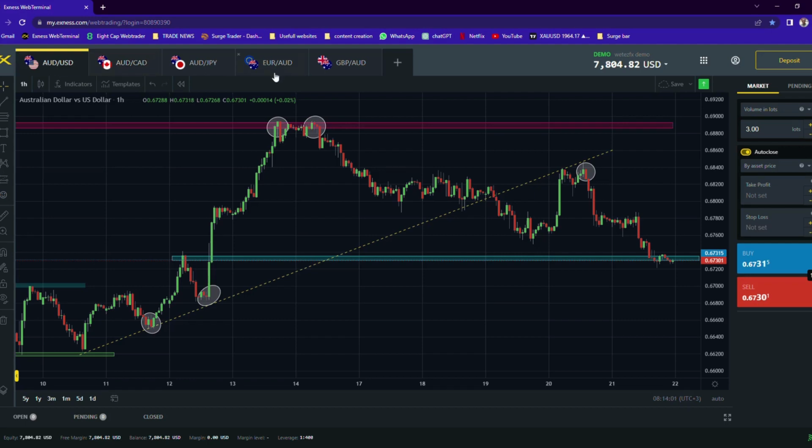And if there is a buy on AUD USD, you get a buy on AUD Canadian and a sale on Euro and GBP AUD. If there is a sell confirmation, like right here on 20th, if there is a sell confirmation on AUD USD, you get a sell confirmation on AUD Canadian and a buy confirmation on Euro and GBP AUD. So AUD JPY will always move on the positive side of AUD USD too.